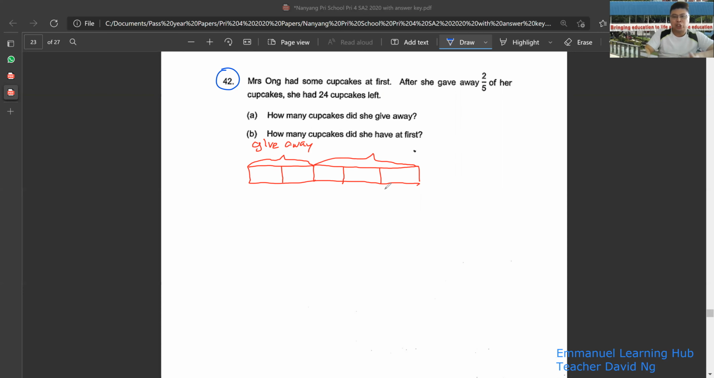how many? Fraction is how many? What's the fraction that's left here? 3/5. Yes, 3/5. So 3/5 is also 24, right? Correct? She had 24 cupcakes left.